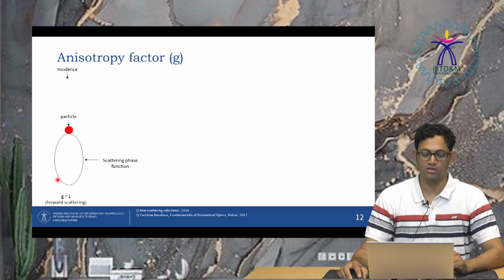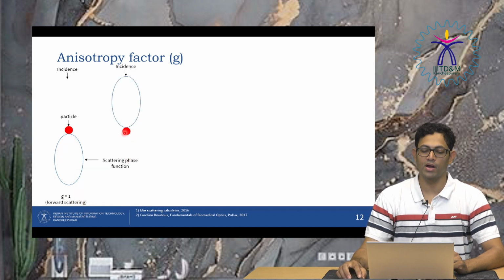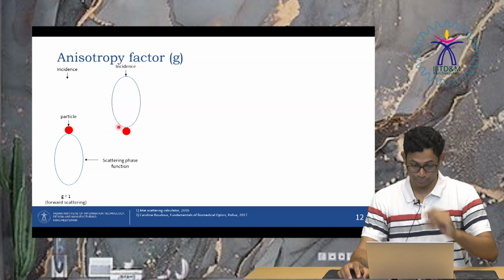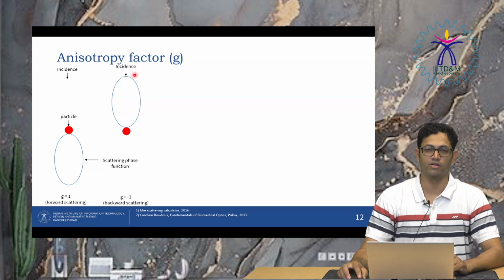In that case, the value of G, the anisotropy factor, would be exactly equal to 1. That is for a perfectly forward scattering particle. Now in the case where the particle is over here and I shine my light source from top to bottom and I get a perfectly backscattered light, this is the phase function of a backscattered light source, and that is for a value of G equal to -1. So this is an example of backward scattering.